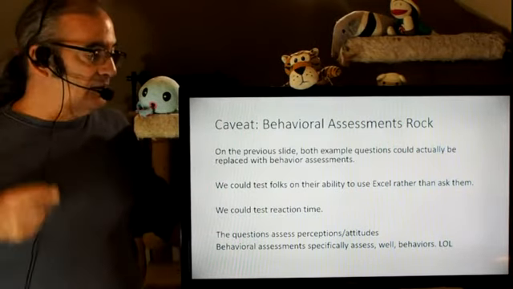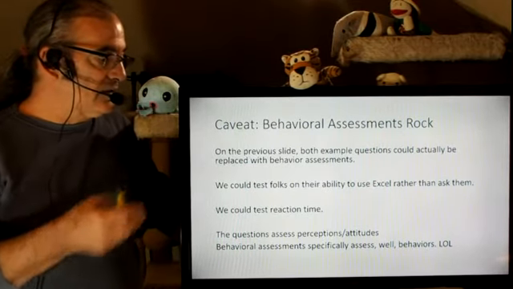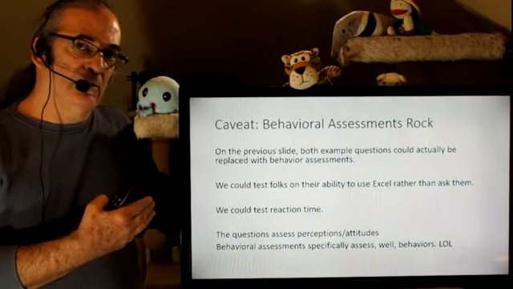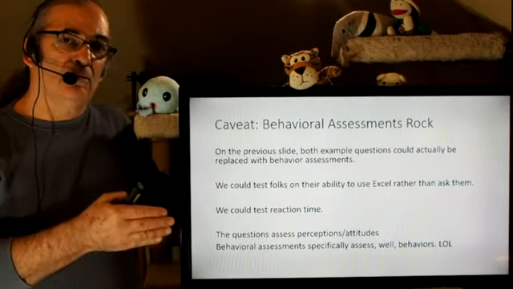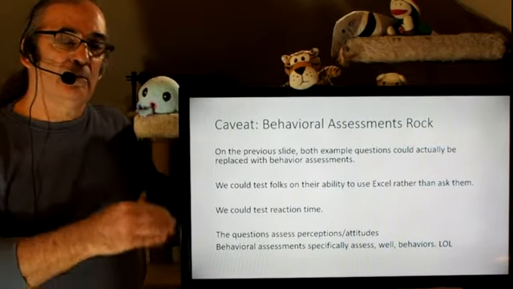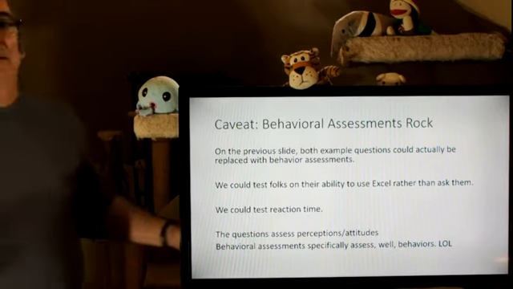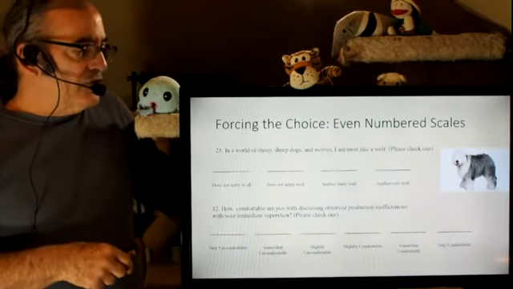And that's another interesting issue. So we could test, folks. We could test, and the questions assess perceptions and attitudes. And notice we might do both. We might ask someone about their confidence in making Excel tables, and we might test them to see if the confidence then implies the actual success. Right? So let's force the choice.